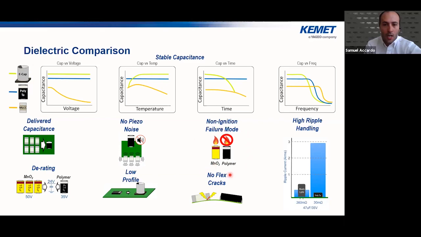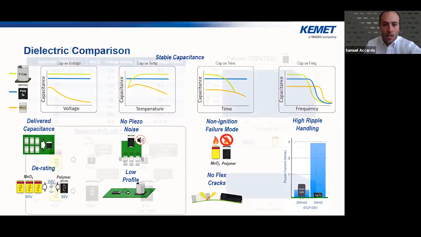One of the problems with MnO2 is that it would burn up in circuits, and I could talk about this later if anyone has any questions. But the polymer does not have that issue. When you compare it to electrolytic capacitors, the polymer has very low ESR, so in turn it has very high ripple current capabilities.